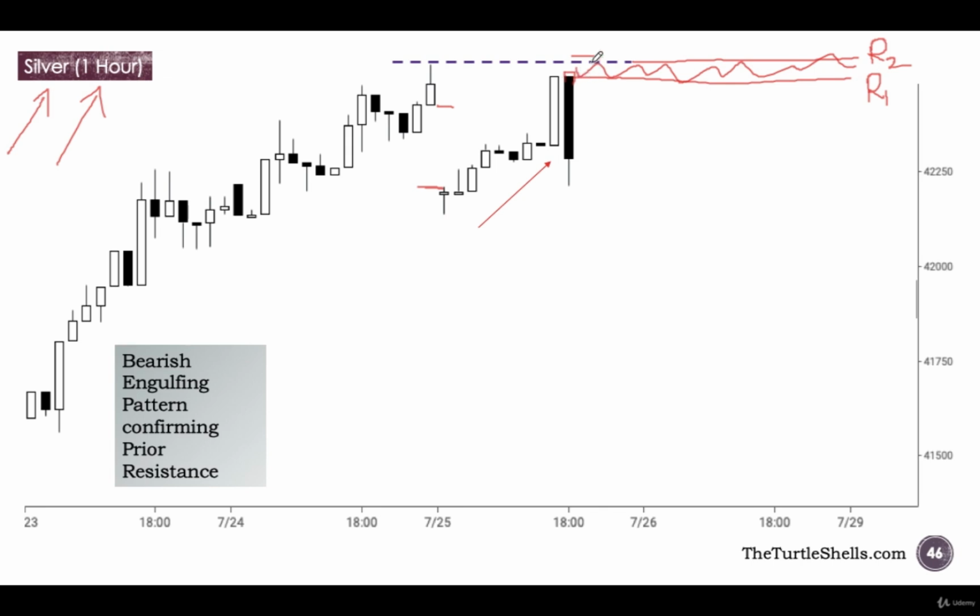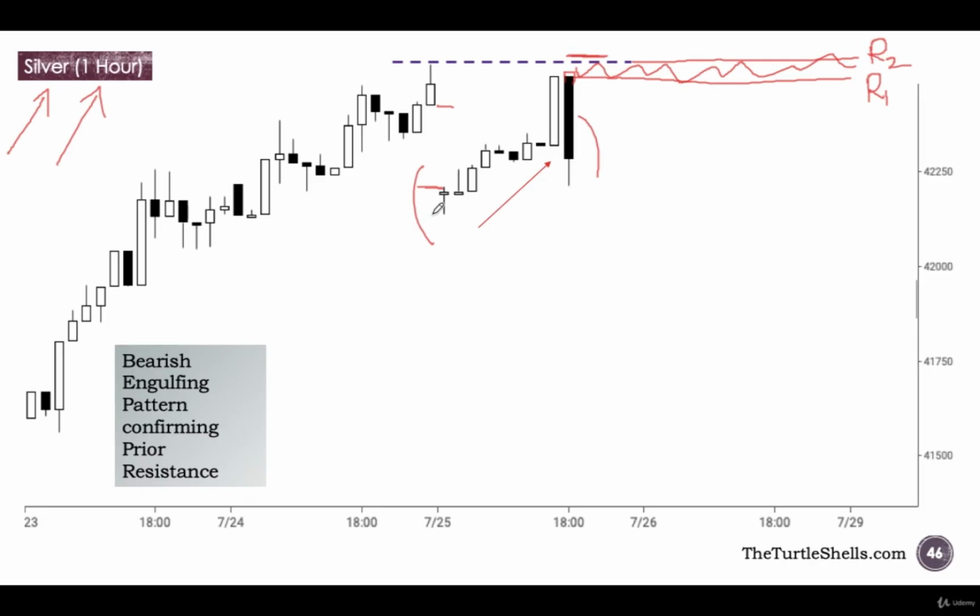But it's recommended, it's safe to keep it just above, because that is still a resistance line which has not been broken. There is not a single candle from here to here which has closed above that purple dotted line. Forget about closing, there is no candle which has even crossed that line. Okay? So that's our resistance. So the bearish engulfing pattern is confirming prior resistance, thereby creating a resistance zone. So you can expect the price to go down from here.